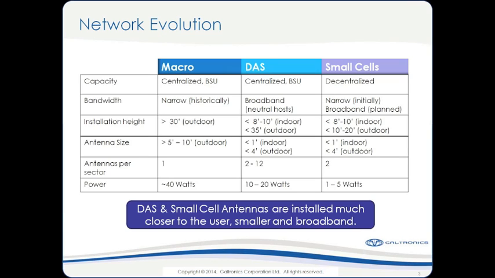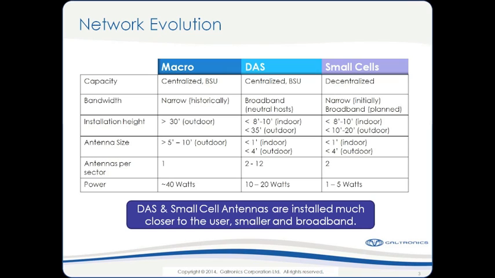And then finally, when we look at small cells, we see that the output power for indoor small cells is on the order of 1 watt, and for outdoor small cells, we see up to 5 watts of transmit power, which is 10 times less than we would see in terms of a macro.